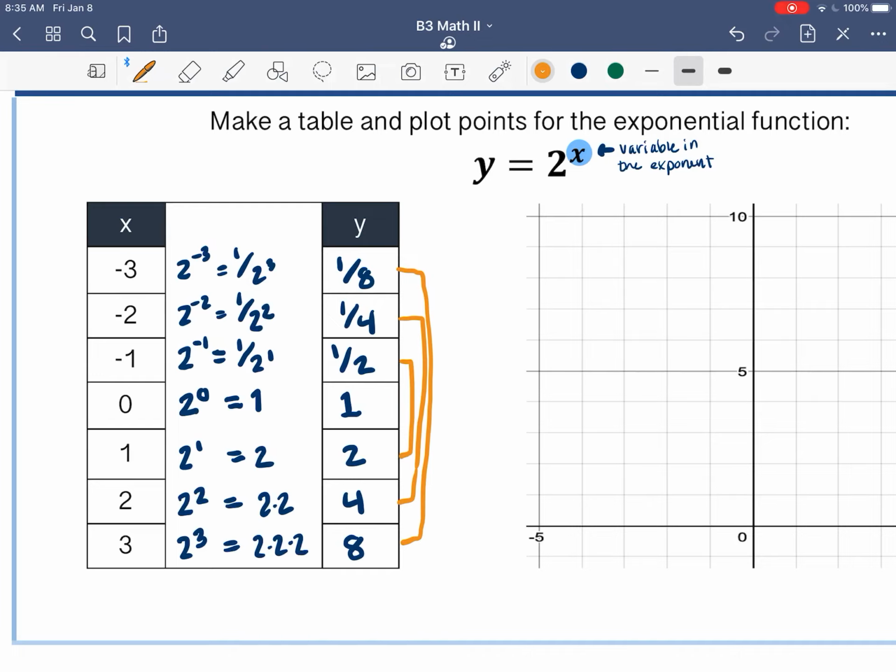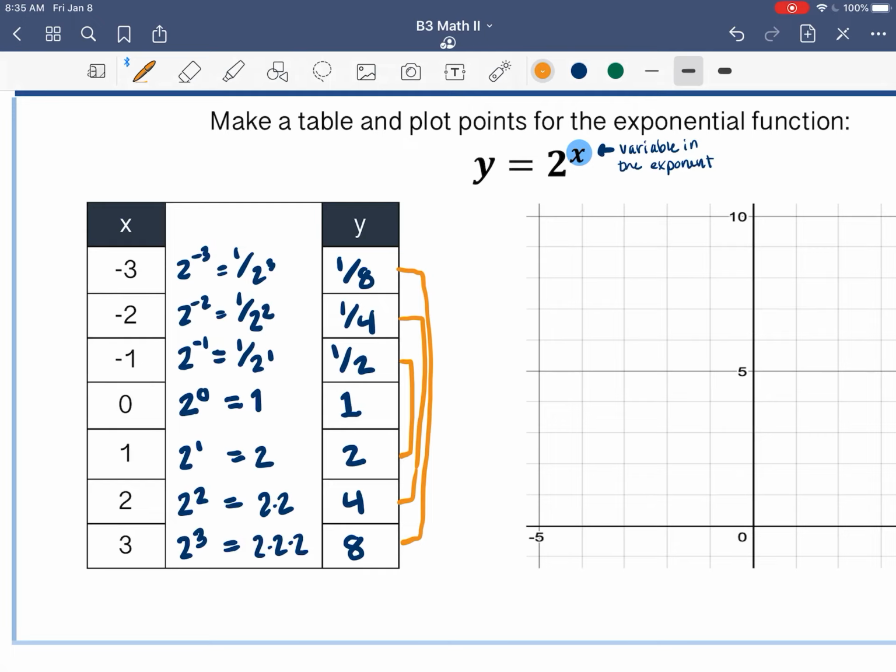But this pattern will continue as the powers of 2 get bigger on the positive end. You'll also get 1 over 16, and then 1 over 32, and then 1 over 64, and then 1 over 128. You're just multiplying that denominator by 2 each time, the same way that you would be going the positive direction. So we sort of have matching numbers going positive and negative.